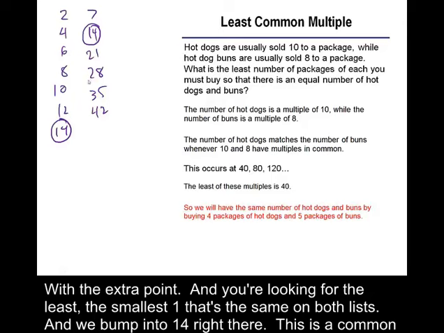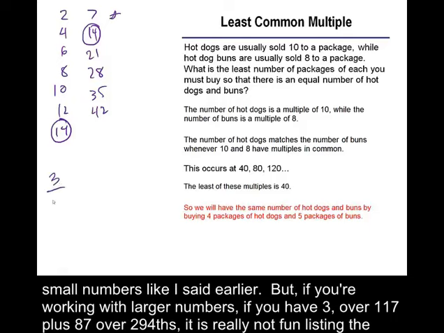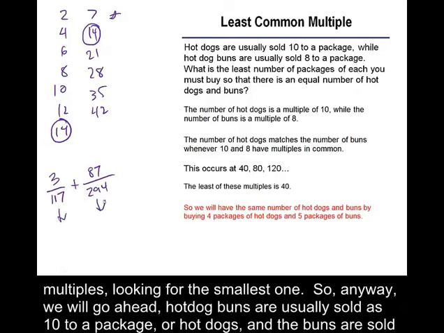This is a common method for teaching students how to find a common denominator in order to add and subtract fractions, which is really great when you're working with small numbers, like I said earlier. But if you're working with larger numbers, if you have 3 over 117 plus 87 over 294, it's really not fun listing the multiples looking for the smallest one.